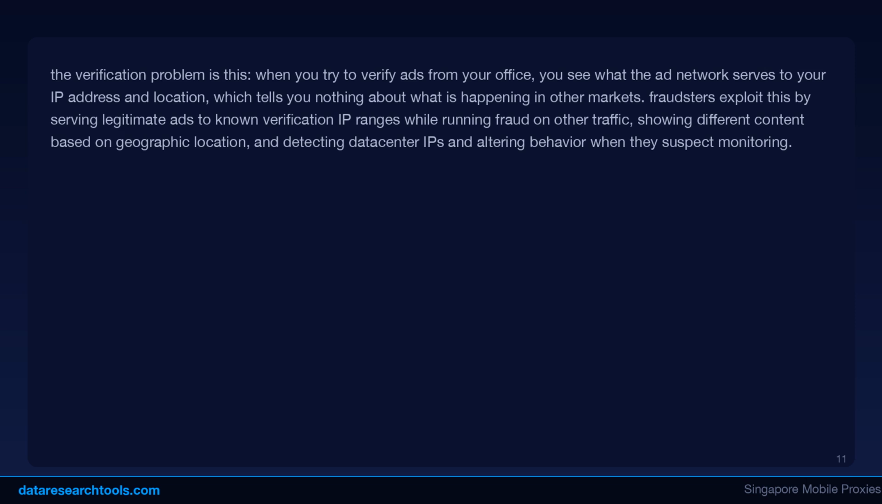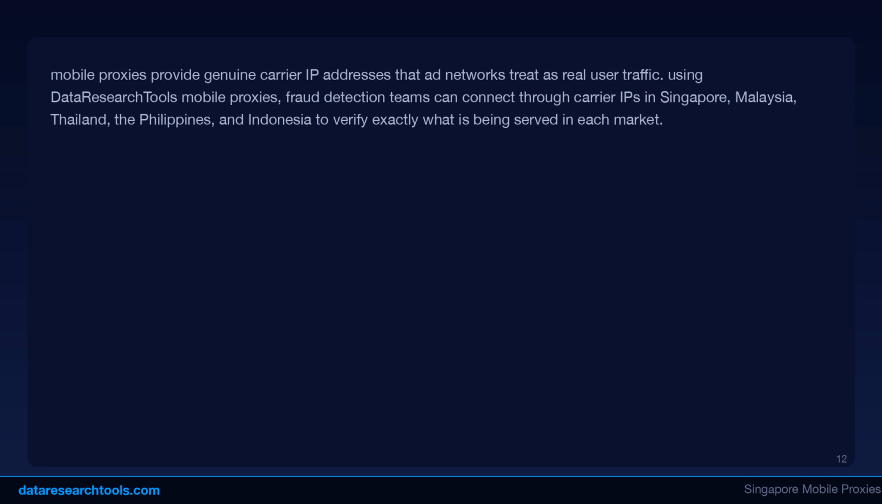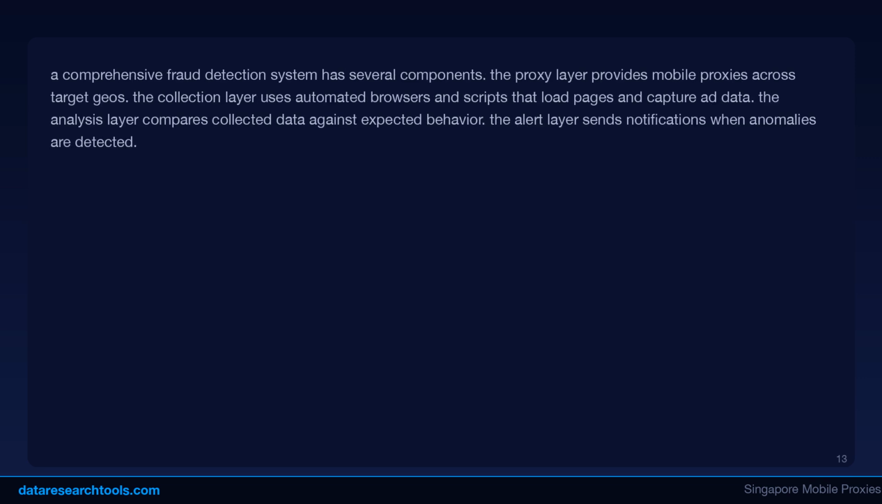A comprehensive fraud detection system has several components. The proxy layer provides mobile proxies across target geos. The collection layer uses automated browsers and scripts that load pages and capture ad data. The analysis layer compares collected data against expected behavior. The alert layer sends notifications when anomalies are detected. The storage layer archives screenshots, network logs, and ad responses for investigation.